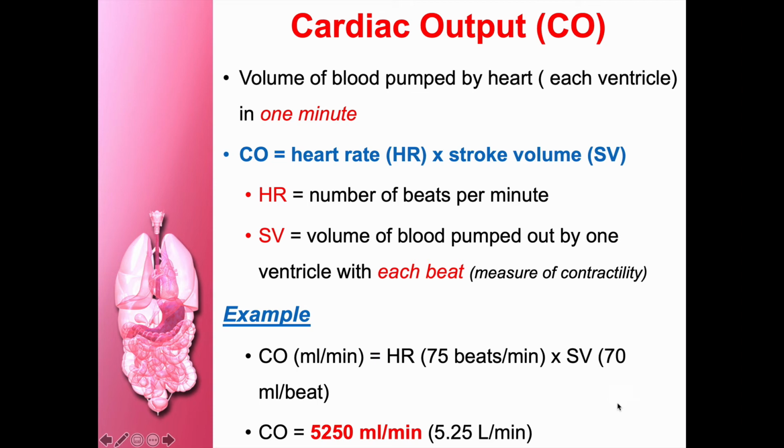Coming to cardiac output, it is the volume of blood pumped by the heart in 1 minute. As I told you, the average heartbeat is 72 times per minute. Generally the stroke volume is 70 ml. I'll show you how it is calculated. For 1 minute it is 72 beats into 70 ml, which is equal to 5040 ml, the cardiac output for a normal heartbeat.